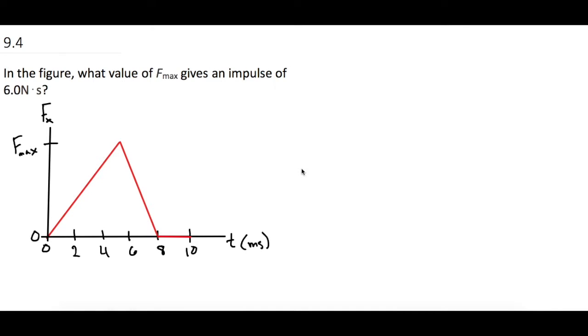Okay, so in this question we're dealing with impulse, and it says, in the figure, what value of Fmax gives an impulse of 6 newtons times seconds? So let's talk about impulse then, since that's what they're really getting at here.